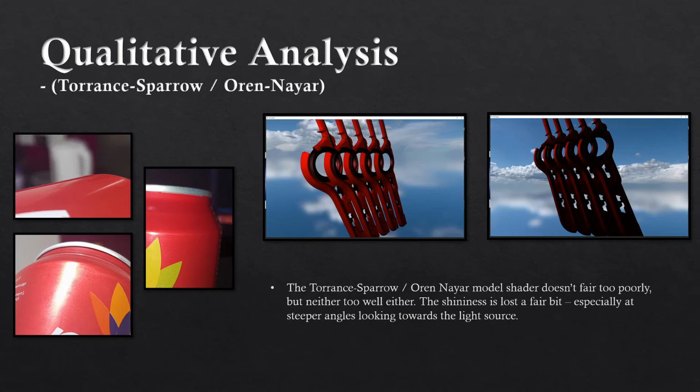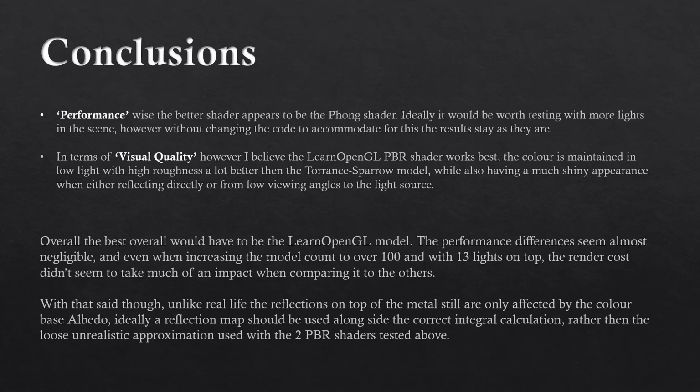The Torrance Sparrow or Oren Nayar model definitely beats out Phong shader, however it has its issues. The white shine is completely lost and the whole material looks a lot darker, even with the same material properties as the GGX shader. Overall, the best shader with both performance and visual quality would have to be the Learn OpenGL GGX shader model. As stated before, however, it would be worth doing tests with greater numbers of lights and with a greater number of frame samples.